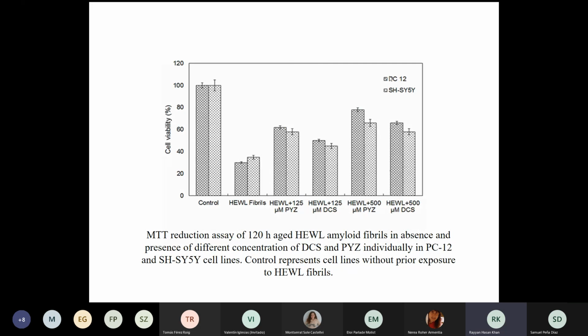Now this is an MTT assay performed on PC12 and SH-SY5Y cell lines. This is the control, and this is hen egg white lysozyme fibrils, so the cell viability goes down. In the presence of 125 micromoles of pyrazinamide, you can see the cell viability is restored. It is more as compared to 125 micromoles of D-cycloserine. Likewise, in the presence of 500 micromoles of pyrazinamide, it's more effective as compared to 500 micromoles of D-cycloserine.